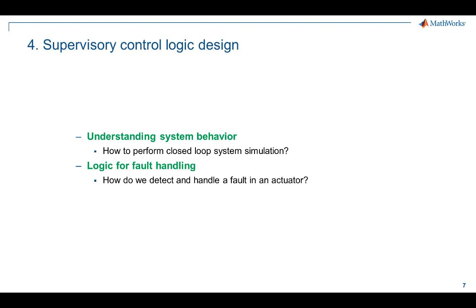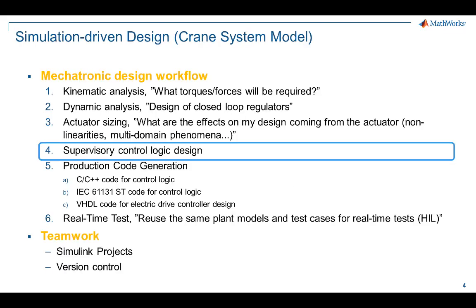We have now seen one example of how we can use system level models and simulation to develop better control strategies and to validate and tune those way before hardware is available. In the next section, we will look at how we can generate production code from those models and also validate them using real-time testing.